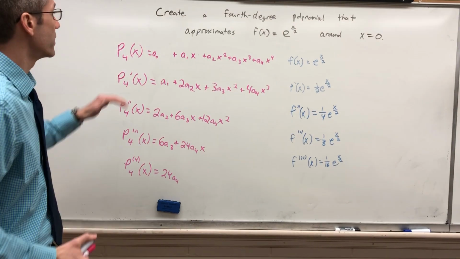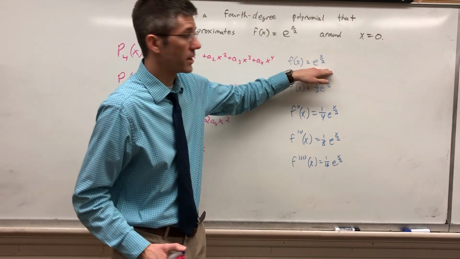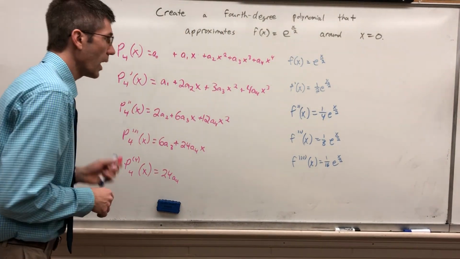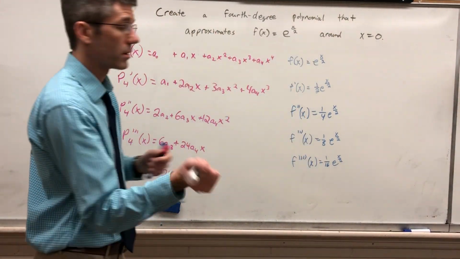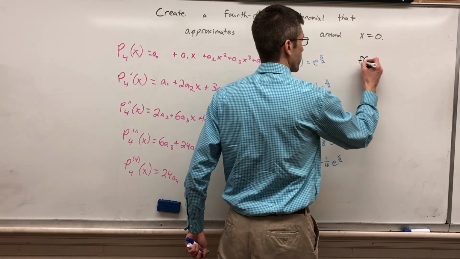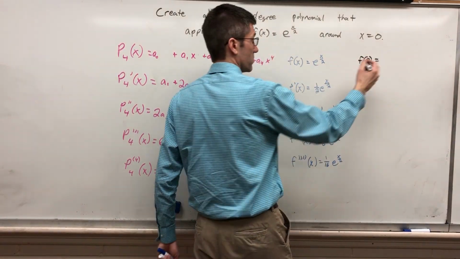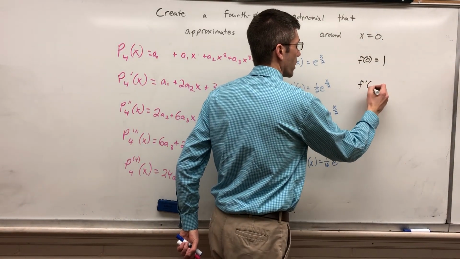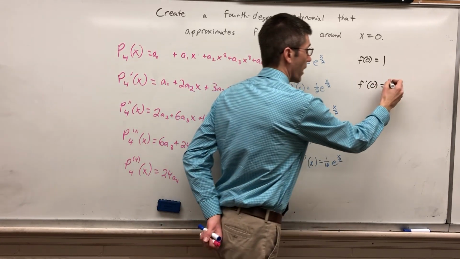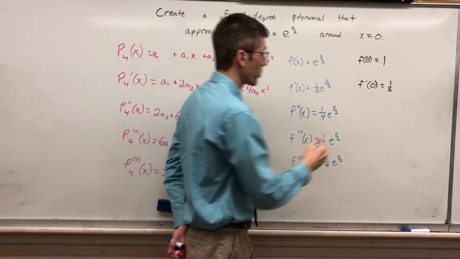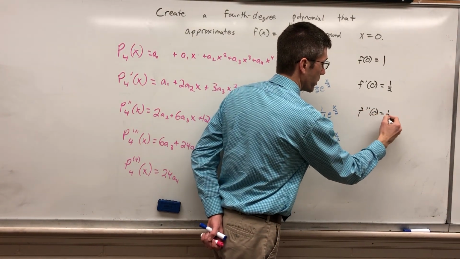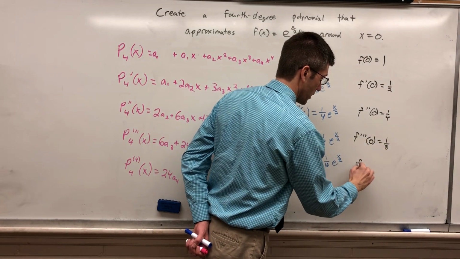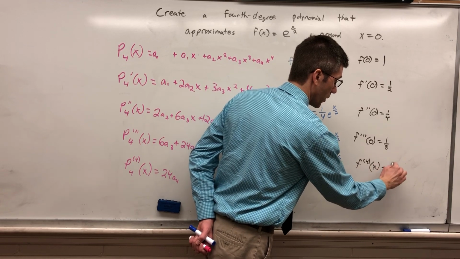I need this to equal this at x equals 0. Let's do this the easy way. I want to find out what f of 0 is. F of 0 is 1. Plug in 0, you get a 1. I want to find out what f prime of 0 is. That would be 1/2. F double prime of 0 would be 1/4. F triple prime of 0 would be 1/8. And that would be 1/16.